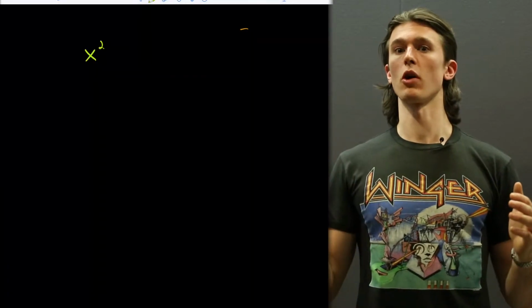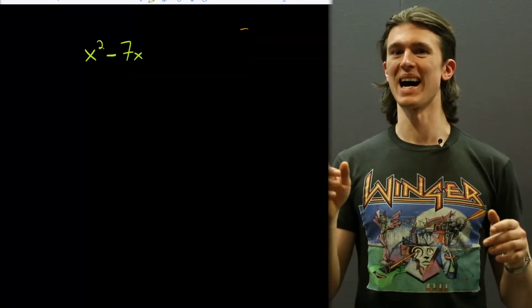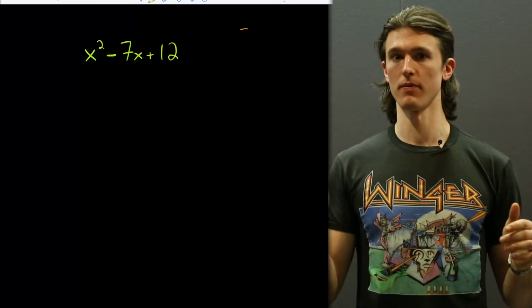We need to find two factors of the product of AC that add to B. Now, let's go through an example to make this whole A times C that adds to B business a little bit easier to understand. Our example quadratic will be x squared minus 7x plus 12.